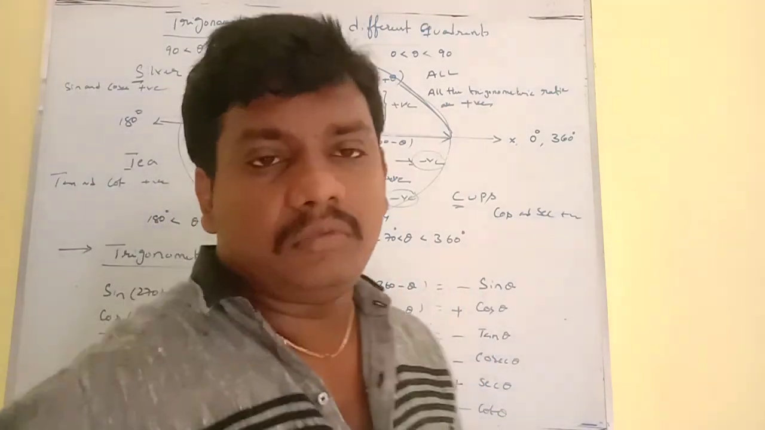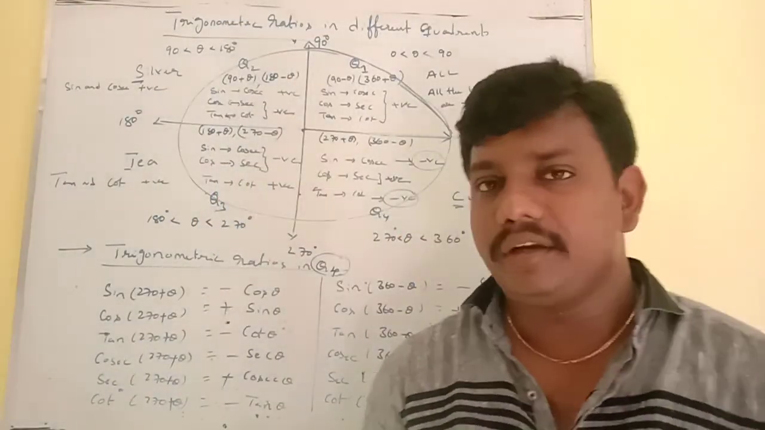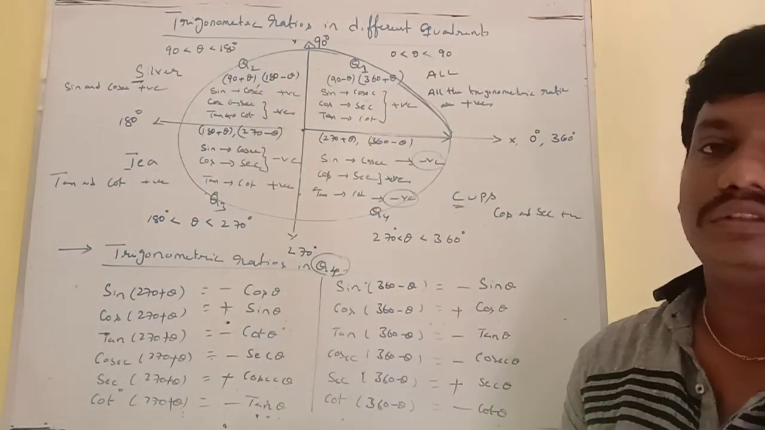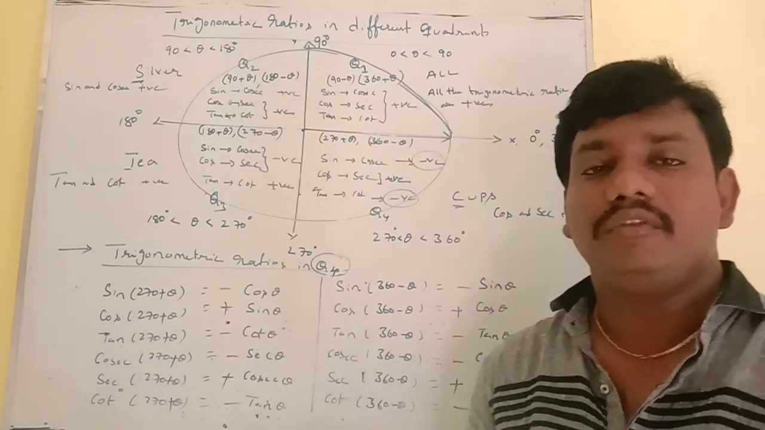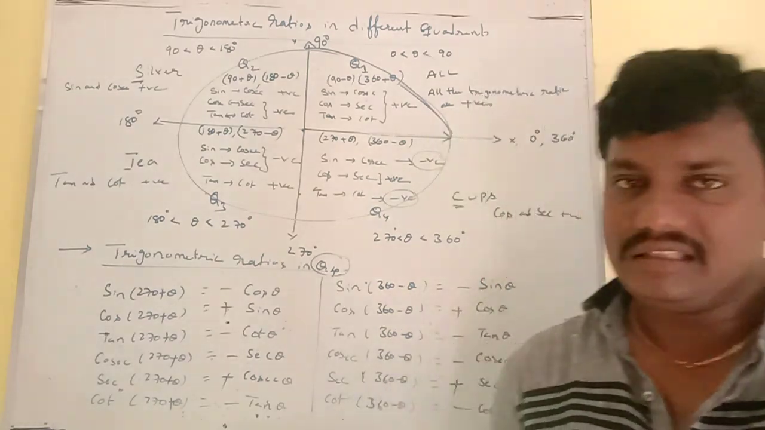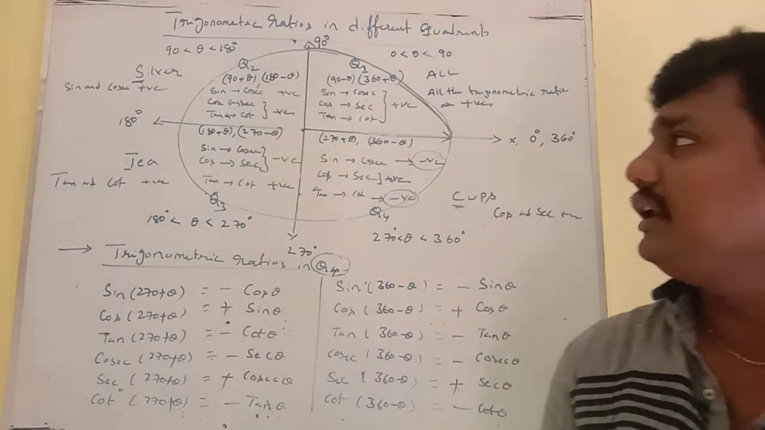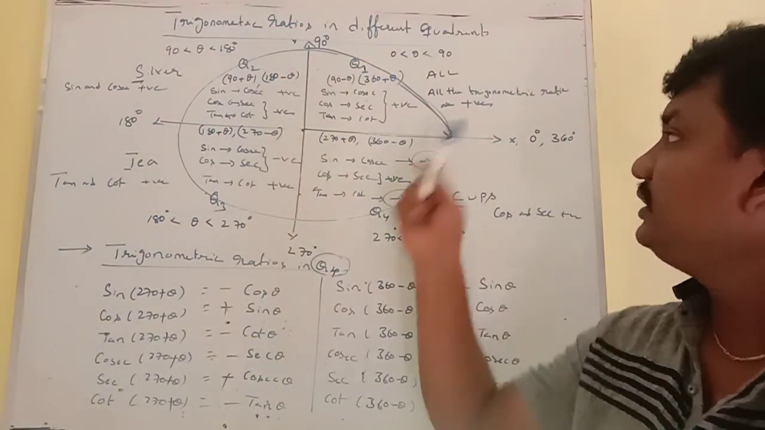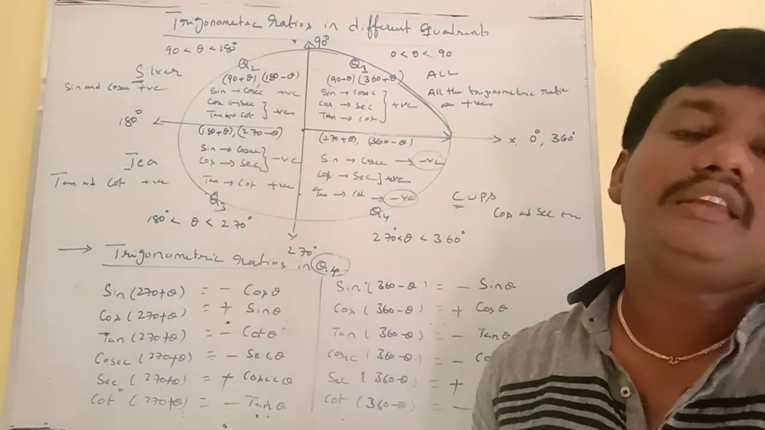This is about all the four quadrants trigonometric ratios. This is called trigonometric ratios of allied angles. Okay, students, you have to learn this concept very easily by using the phrase all silver teacups.